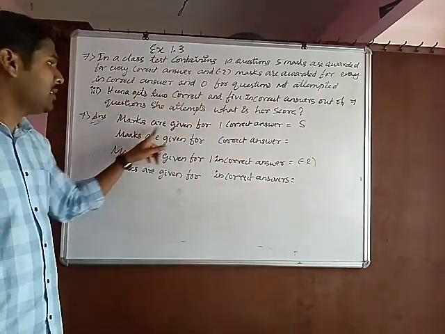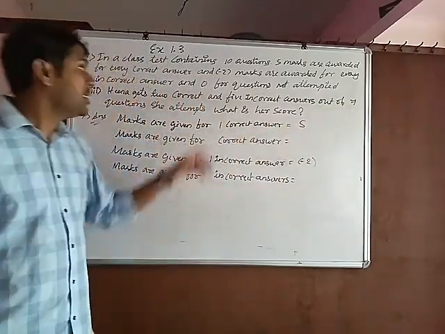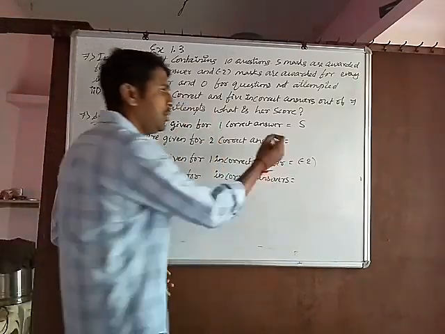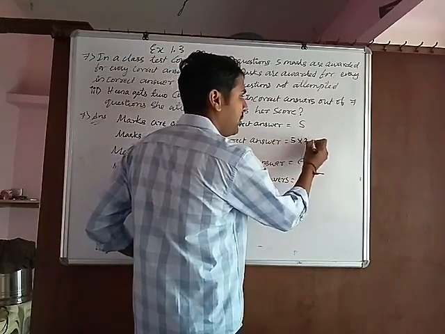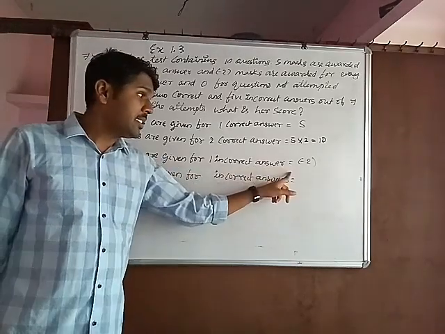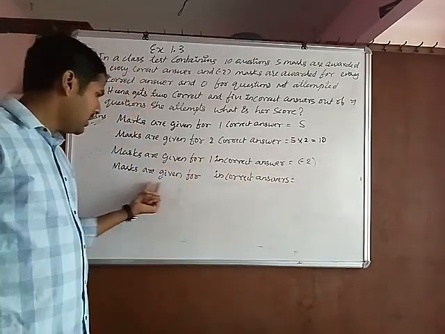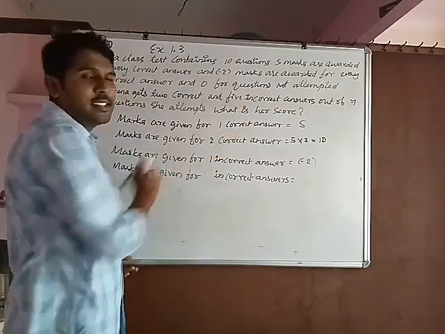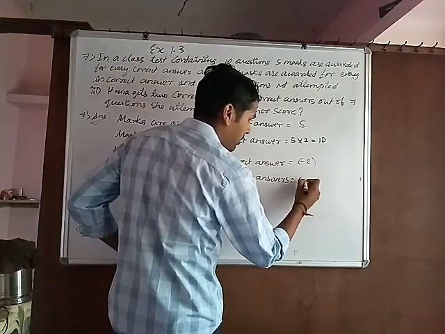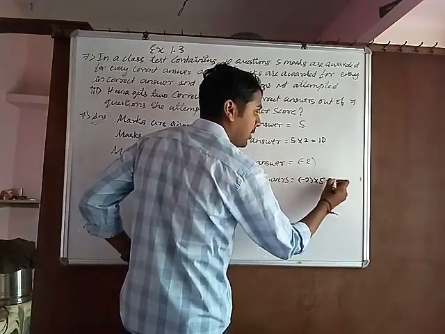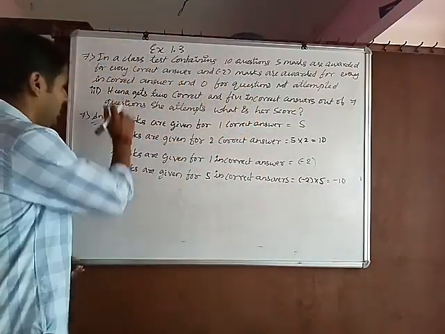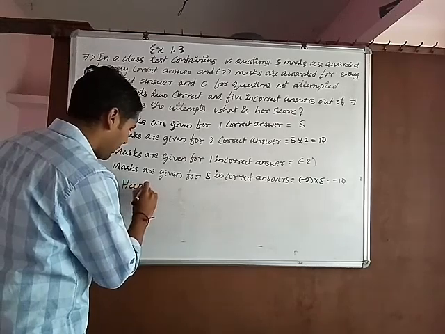So first, marks given for 1 correct answer is 5, no? So how many correct answers are there? 2. For 2 correct answers, 5 into 2, just multiply 5 into 2, you will get the answer 10. So next, marks given for 1 incorrect answer is -2. How many incorrect answers are there? Here 5 incorrect answers. So multiply -2 into 5. What will get the answer? -10.